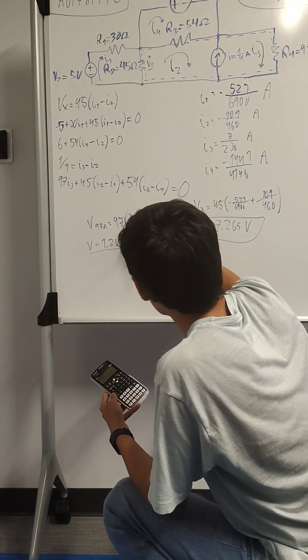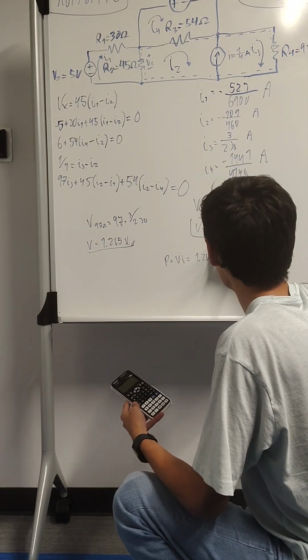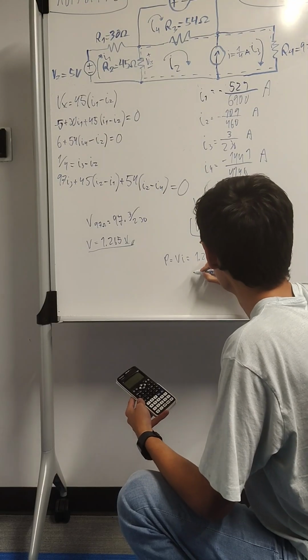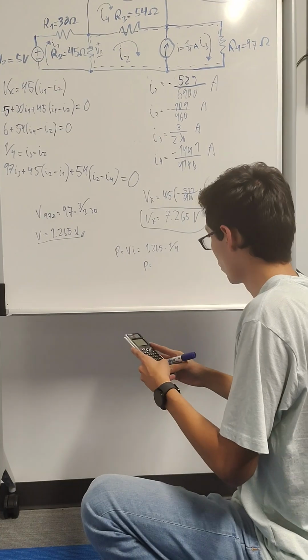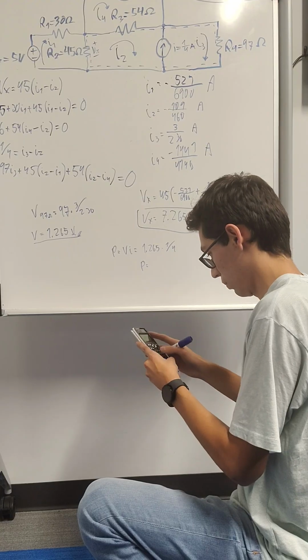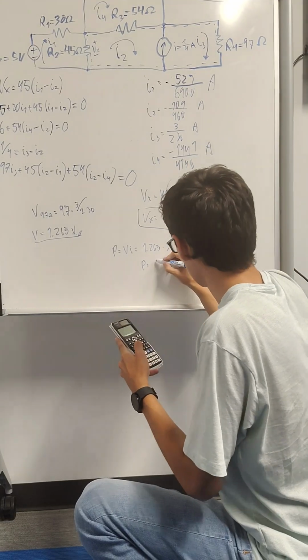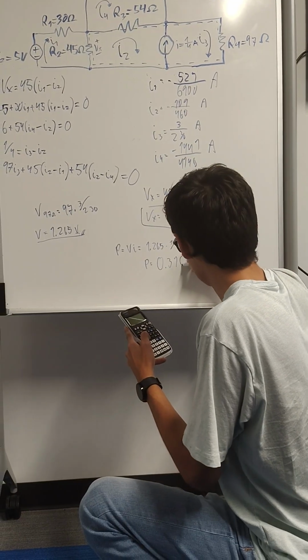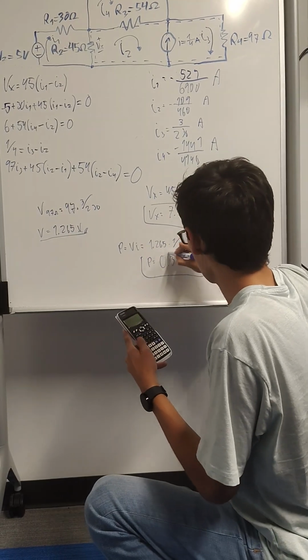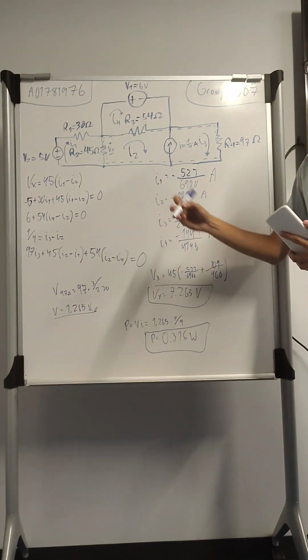And finally, to get the power, P is equal to V times I, so this is 1.265 volts times 1 over 4, and we get that P is equal to 1.265 over 4, and that is 0.316 watts. So this is how we get the power and voltage using mesh analysis.